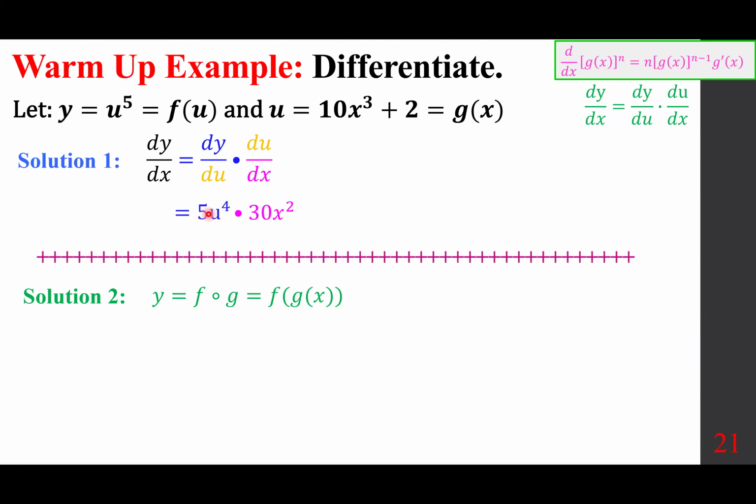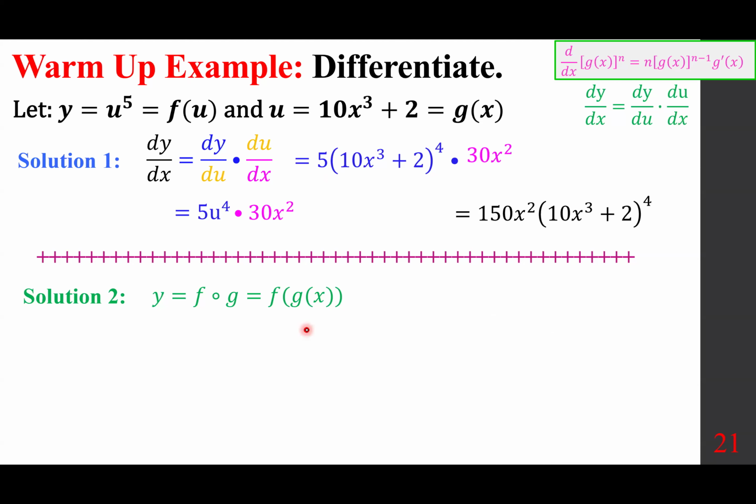We replace the u with 10x cubed plus 2. We write what we have, the product of these two, 150x squared sits in front, and we are done. This is using dy/dx is dy/du times du/dx. Again, if you treat this as a fraction, these two cancel each other, you get the same thing, but it's still not a fraction.